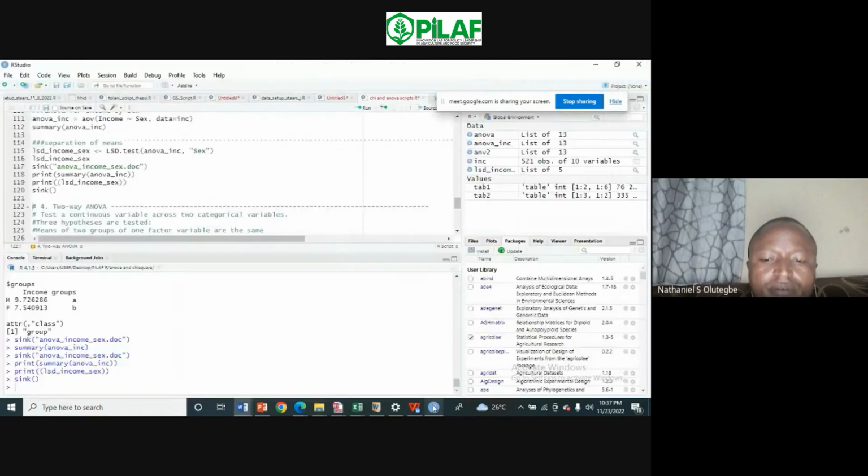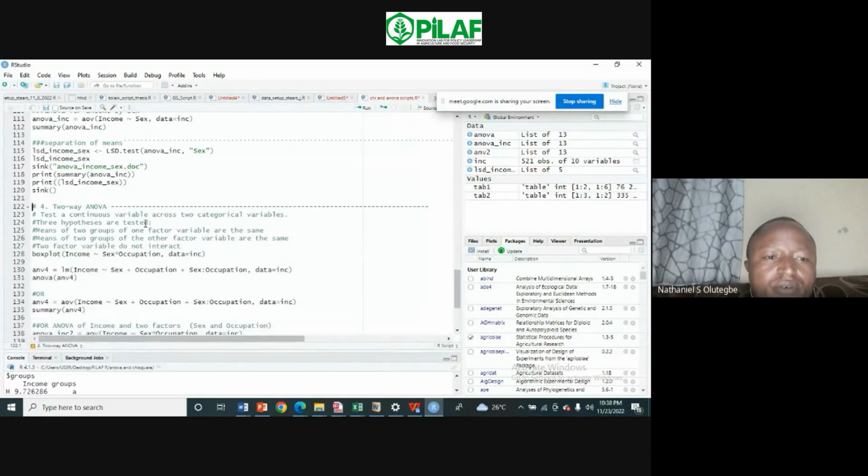Okay. Now, in a way that you easily just locate it, and you possibly will not have any reason to be looking for any particular time. So let's go straight to the second ANOVA. That's the two-way ANOVA. Talking about two-factor ANOVA, two factor variables and one continuous variable. So it tests the continuous variable across two categorical variables.